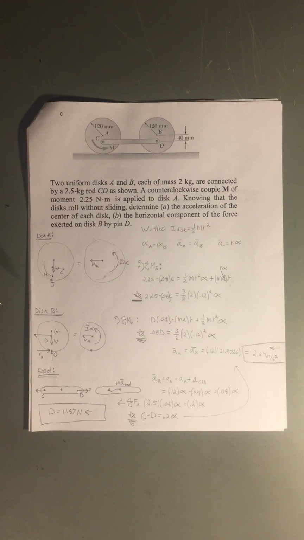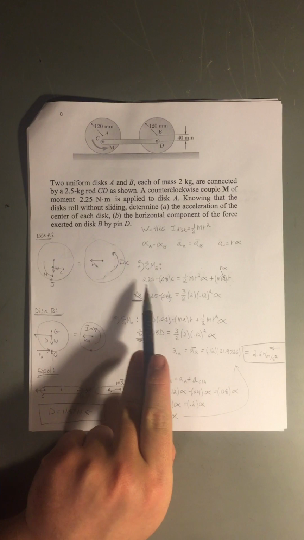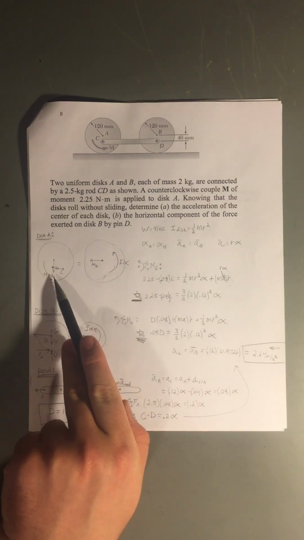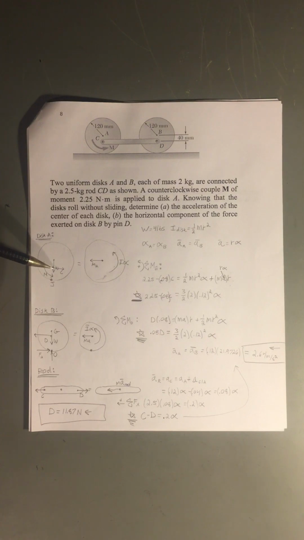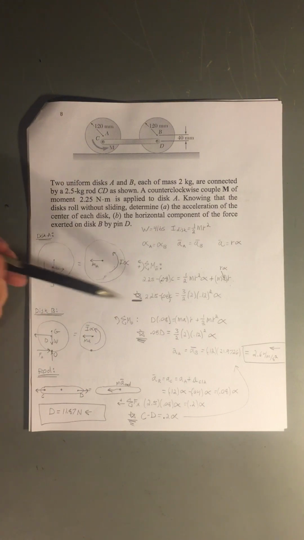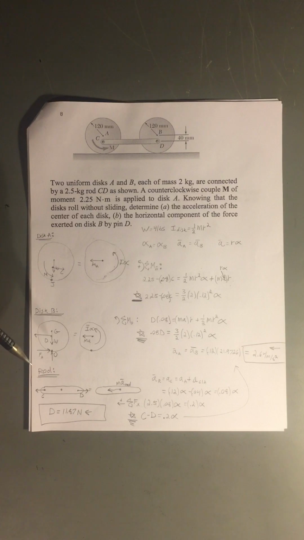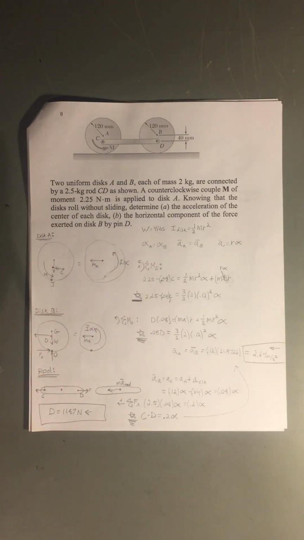And so the first thing I did with disk A is take a moment about this point J. Doing that, we have our moment here, which is positive. And then we have the moment due to force C here, which would be the other direction, so it would be negative. And then the distance between them is the 0.08, converting millimeters to meters.